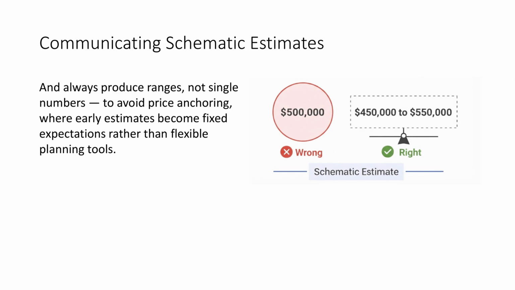When we present a schematic estimate, we should explicitly state the assumptions, the level of design completeness, and the drivers that could move the number up or down. The goal is not to lock in a price, but to support informed decisions, manage expectations, and avoid false precision early in the project.